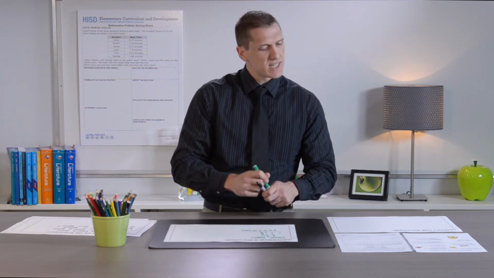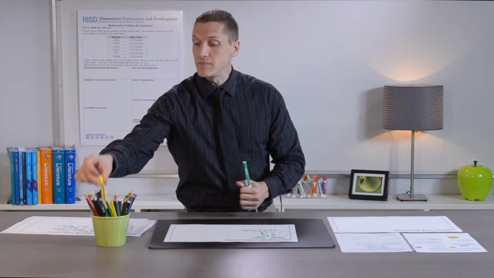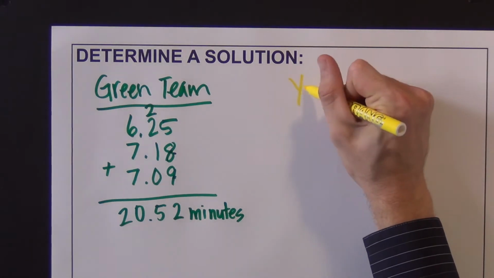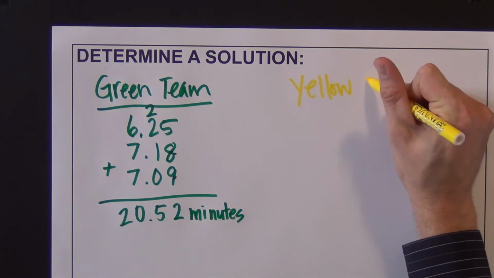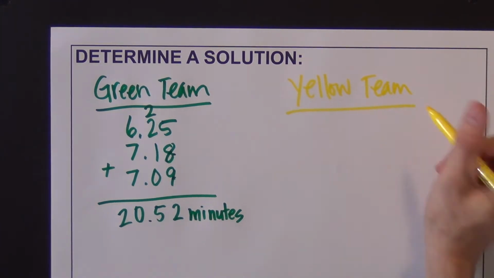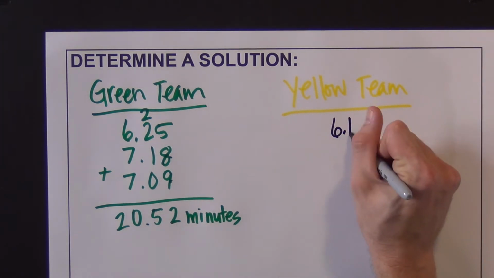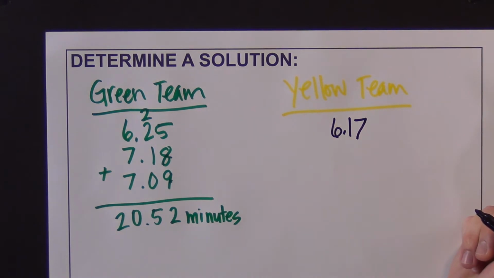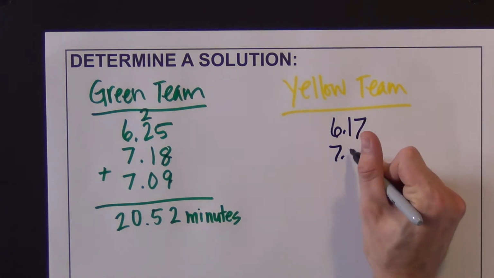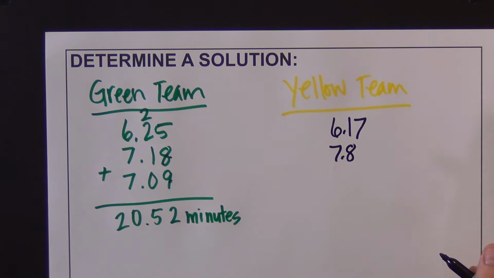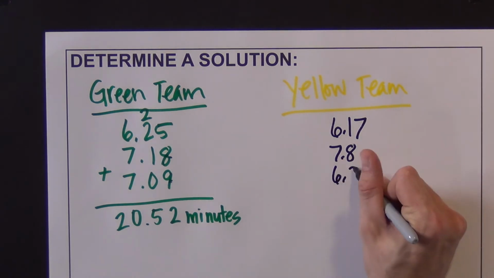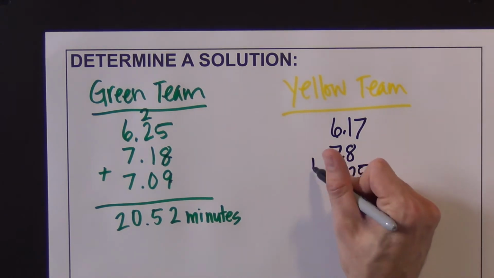I now need to add up, for my second step, the yellow team's time. I'm going to write yellow team, but then I'm going to use a black marker because I don't know if I can even see that myself. So on the yellow team, we had Yanira, 6 and 17 hundredths minutes, Leon, 7 and 8 tenths minutes, and Kim, 6 and 25 hundredths minutes.